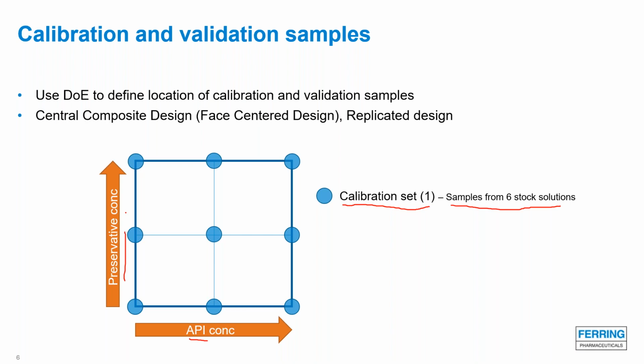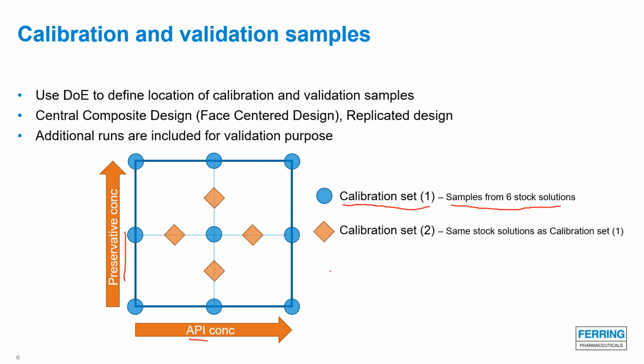We added to this design what we called here the calibration set number 2. They are using the same stock solution, and you see they are located somehow in between some of the samples in the calibration. We will use them for evaluating the performance of the model that we create.